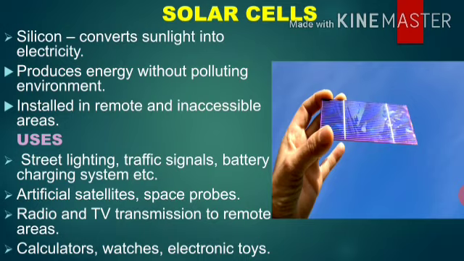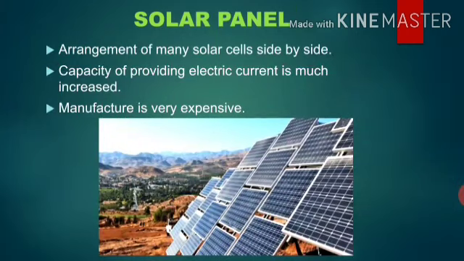The next topic is solar panel. Already we know the arrangement of many solar cells. A single square is called a solar cell, but here many solar cells are arranged side by side and connected to each other. So this is called a solar panel. Here the capacity to provide electric current is much increased compared to solar cells. But here also the manufacture is very expensive.